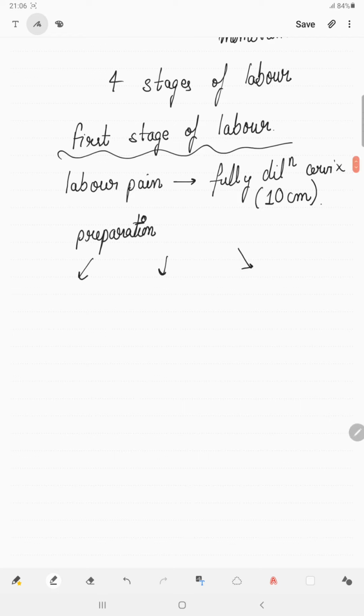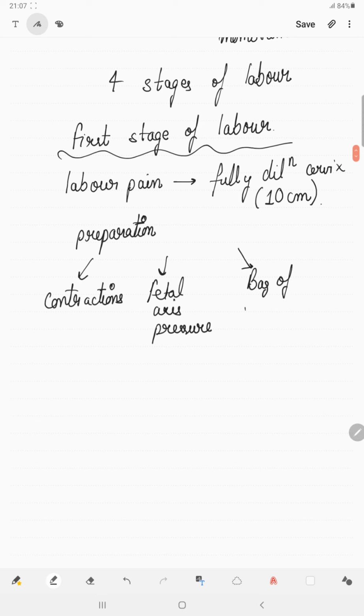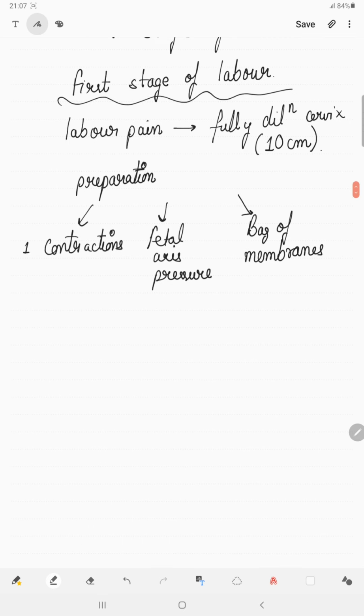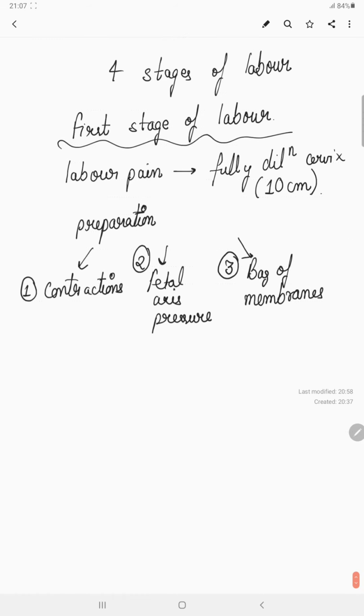Number 1 is the contractions of the uterus. The second is the fetal axis pressure, and the third is the bag of membranes or the bag of waters, right? So let's look at them one by one. Number 1 is this process of contraction, second is the fetal axis pressure, and third is the bag of membranes. We'll look at all of them with an image. So yes, let's move on.